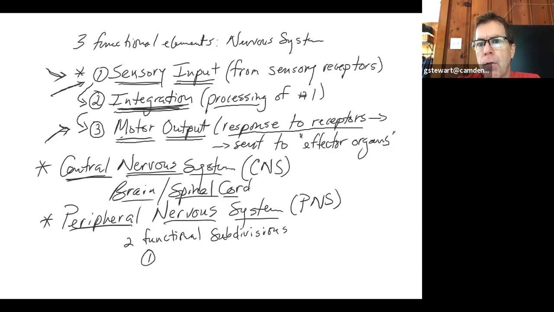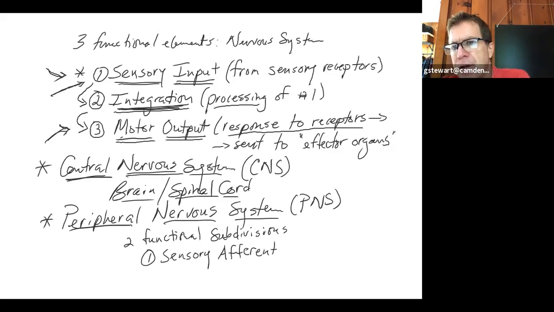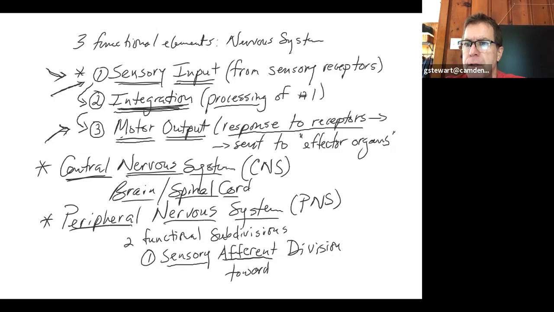The first one we refer to as the sensory, and we use this word all the time in conjunction with it, afferent, with an A, the sensory afferent division. These two words will always go with each other, sensory and afferent. Okay, this division carries sensory input toward the central nervous system. That's by definition. By just writing towards CNS.